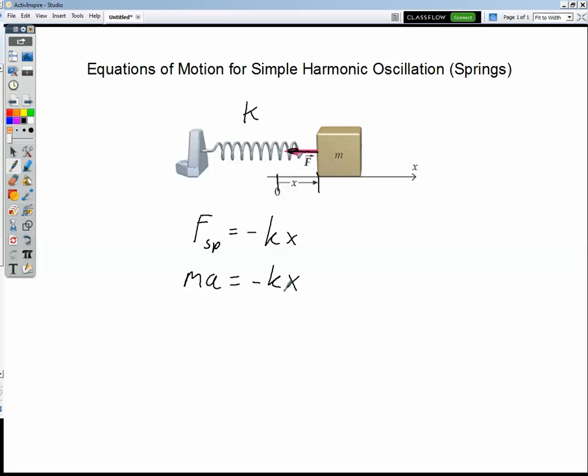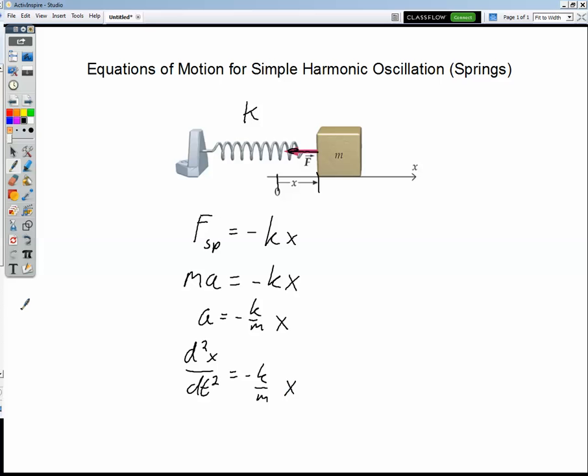So let's do a little math here. We're going to divide both sides by m, so we get a is equal to negative k over m times x. And we want an equation of motion here. We want a position with respect to time. And we go back and recognize that a is the derivative of the velocity. It is the second derivative of the position. So if I say it's d squared x dt squared, the second derivative of the position, and that's equal to negative k over m times x. And here we have a differential equation.